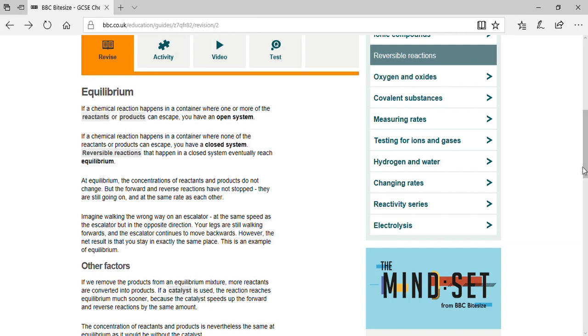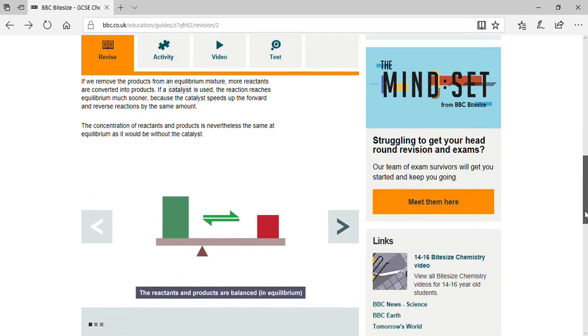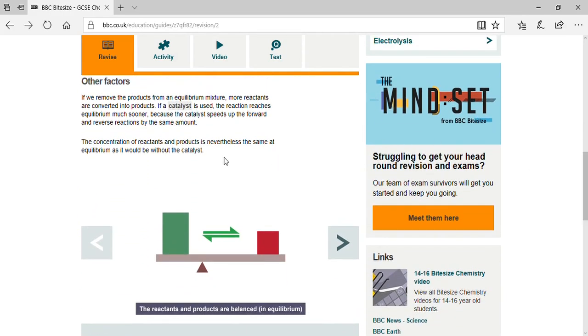Clear? Basically, what are the factors which affect the equilibrium? If we remove the product from an equilibrium mixture, more reactant is converted into product. If a catalyst is used, first of all you have to understand catalyst. Catalysts are the substances which alter the rate of reaction. Which alter, that means they can increase or decrease the rate of reaction. Understand?